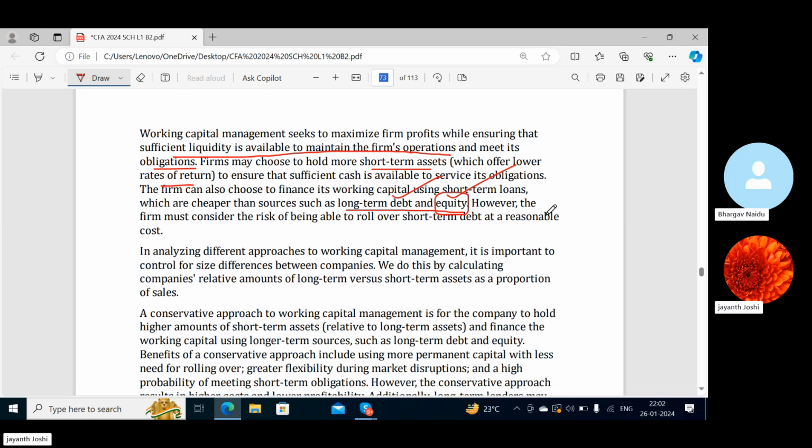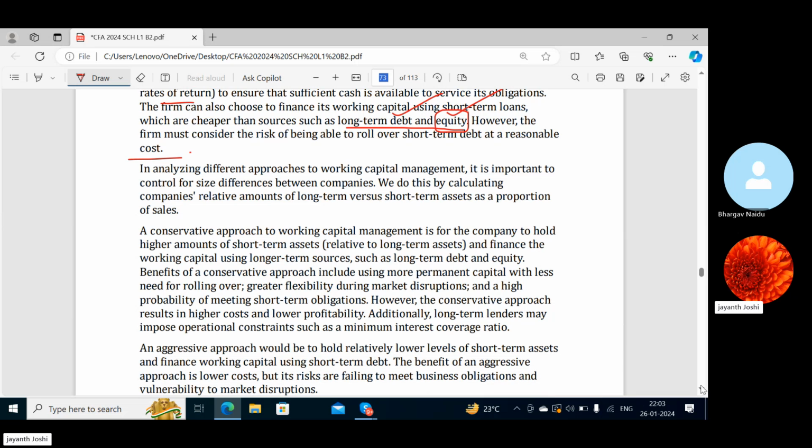However, the firm must consider the risk of being able to roll over short-term debt at reasonable cost. That means whenever they require, they can make the payments and again take the debt, make the payments and again take the debt. Like a credit card, we try to roll over, right? When we take credit of 50,000 from our card and make the payments, on the 45th day we have to repay that, and again we get that credit of 50,000. So if we do these things on time, it may reduce our cost.